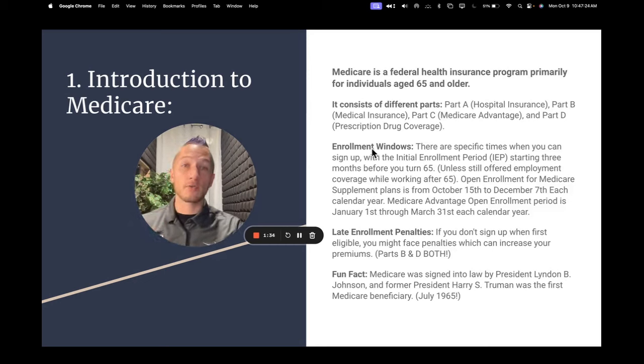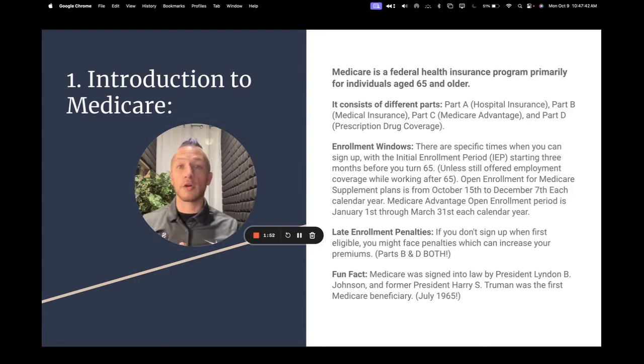There are specific enrollment windows available to you. For example, whenever you first turn 65, you've got a 7-month window, either 3 months before, the month of, or 3 months after your birthday month, that you have an initial enrollment period available to anybody for the first time signing up for Medicare.